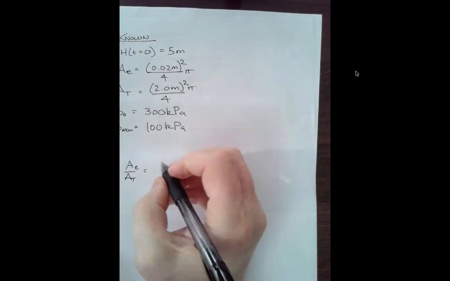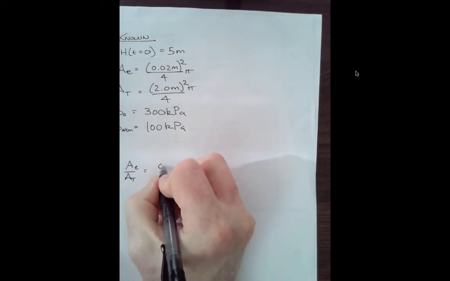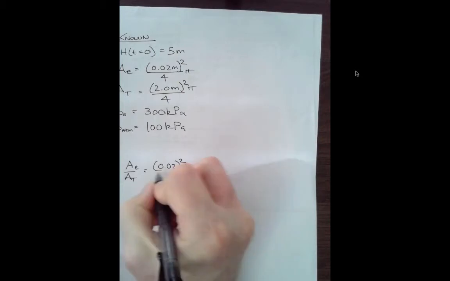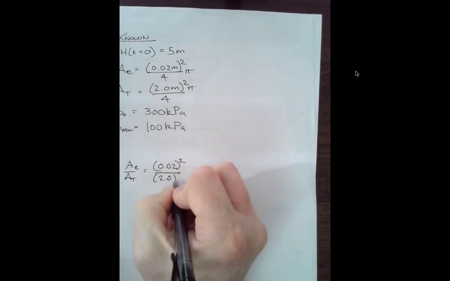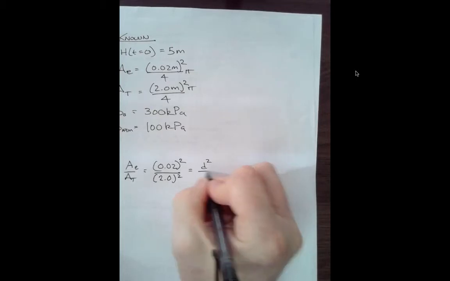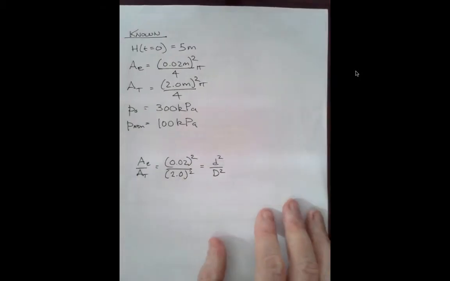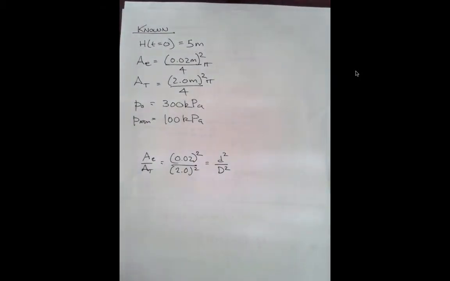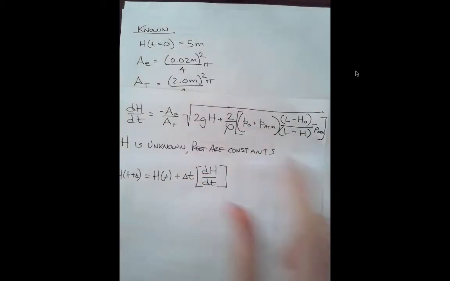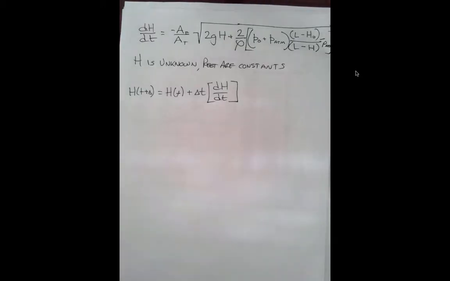AE over AT happens to be equal to 0.02 squared over 2.0 squared, which is little d squared over big D squared. So that part of our prior program we can use. In fact, the only thing we really need to change, quite honestly, is the structure of the dH/dt formula. So there's our dH/dt formula. Let's go into our R script and modify our prior code.